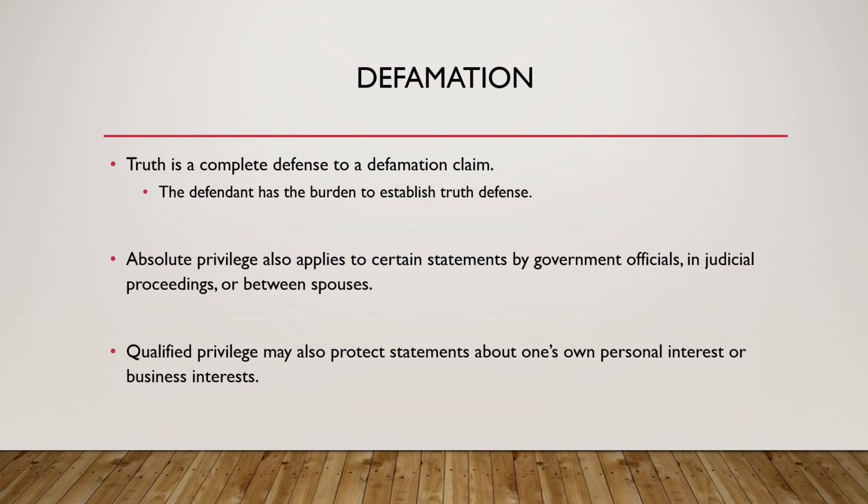The book also talks about absolute and qualified privilege. Those are possibilities, but they're very rare when they come up. But the book does talk about them, and they're good to know. The absolute privilege is going to apply to certain statements that are made by government officials, statements made in judicial proceedings, or statements made between spouses. The qualified privilege is mainly intended to protect statements that are made about one's own personal interests or business interests.